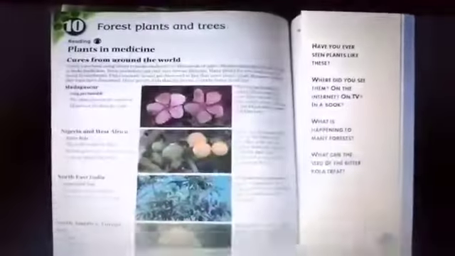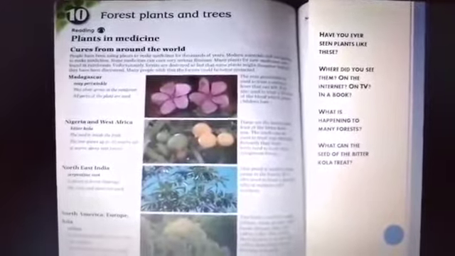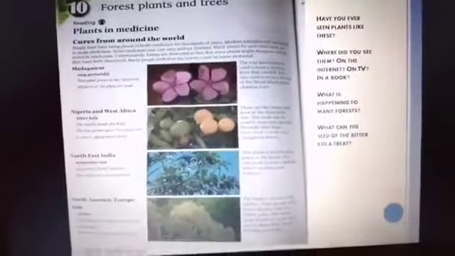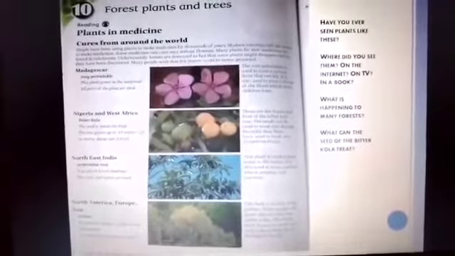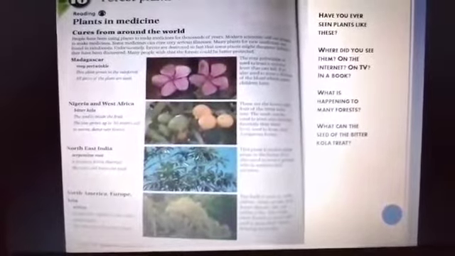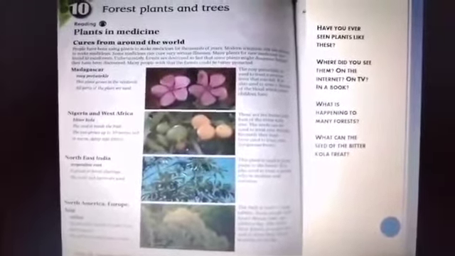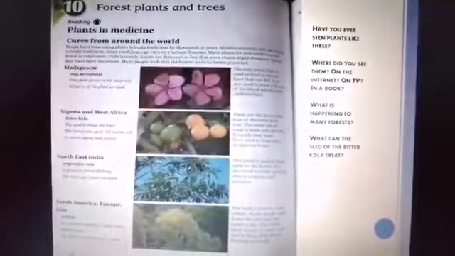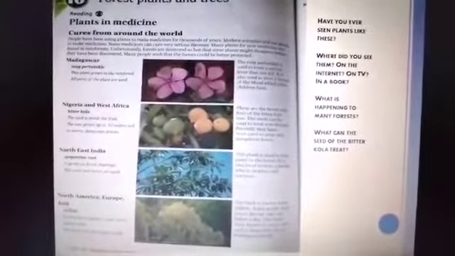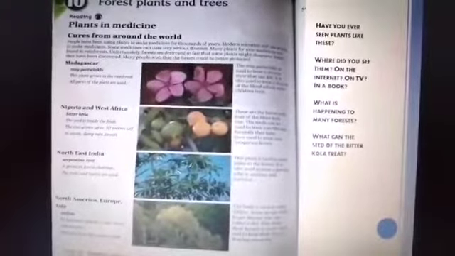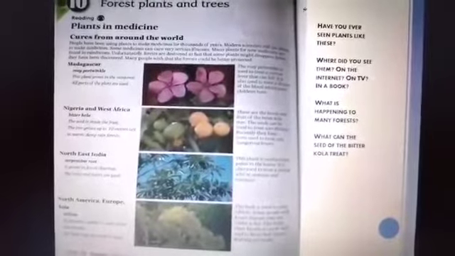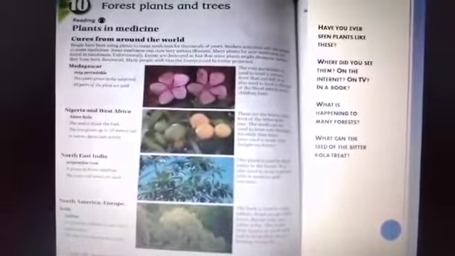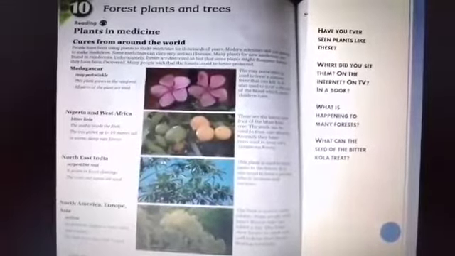Okay, so back to the first page. Now, after reading the lesson one or two times, what do you understand? What is our lesson about? Yes, it's about various types of plants that are used to cure people or to make them feel better. Okay, give me an example. Yes, the rosy periwinkle plant, which grows in Madagascar. What do we use it for? Yes, we use it for treating a serious fever.